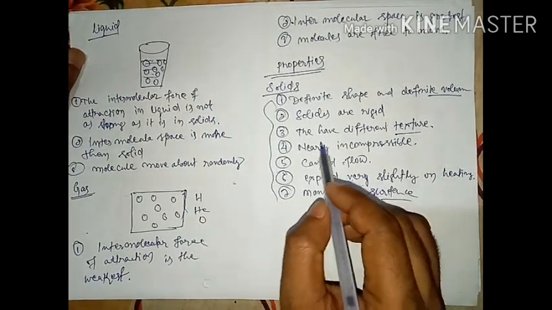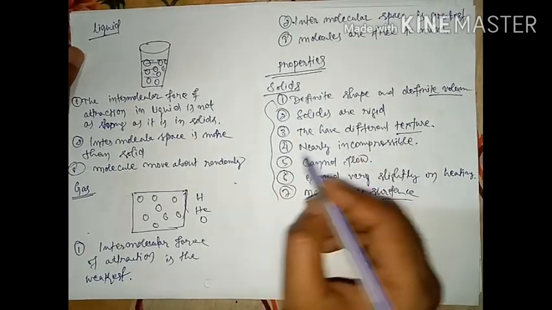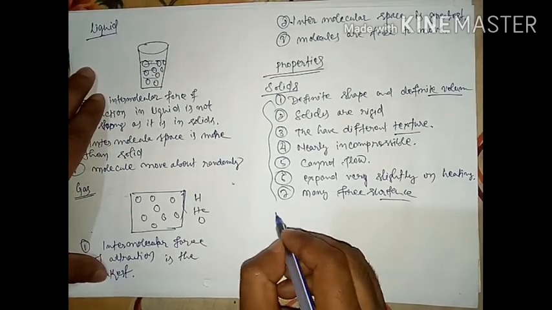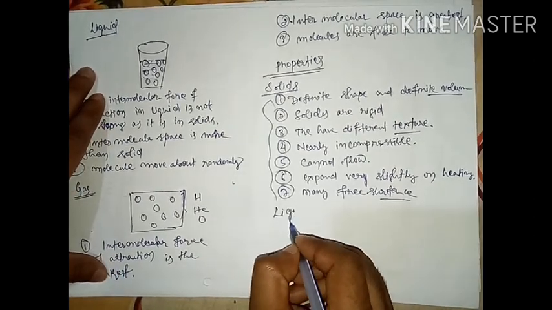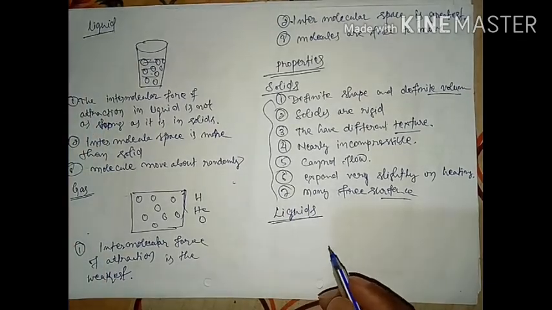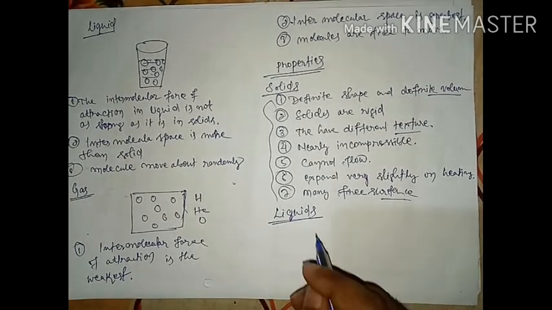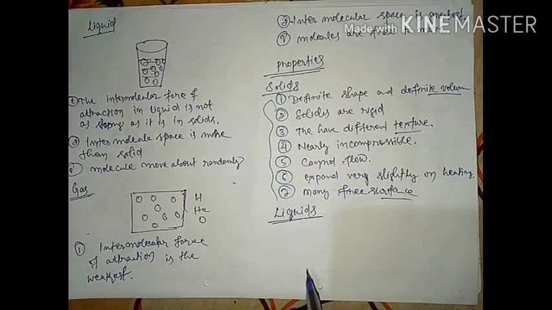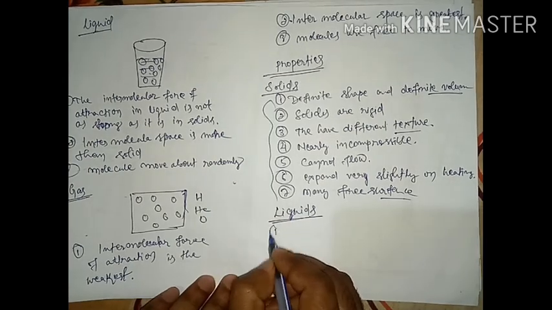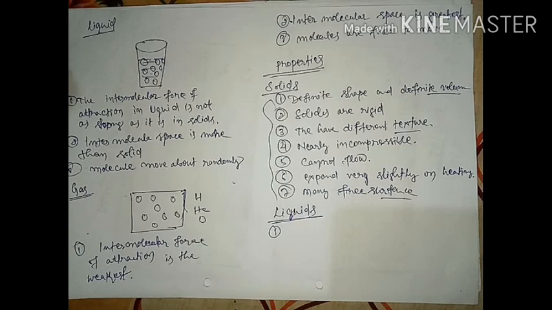Understood, students? If I give some questions about solid, what are the properties, these are the properties you have to write. Now we are going to discuss the properties of liquid. If I ask you, students, give some example of liquid, you will say, sir, water, kerosene, petrol, diesel. These are examples of liquids. So first point I'm writing, liquid has definite volume but doesn't have definite shape.